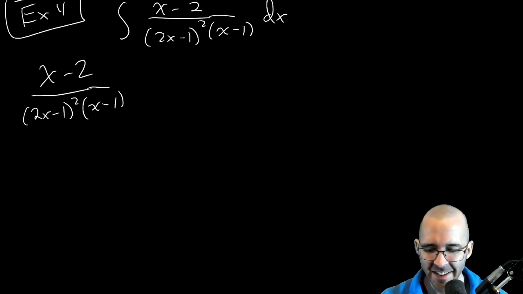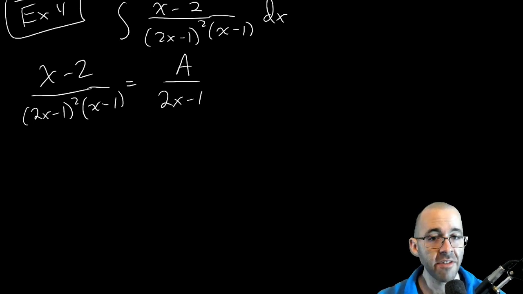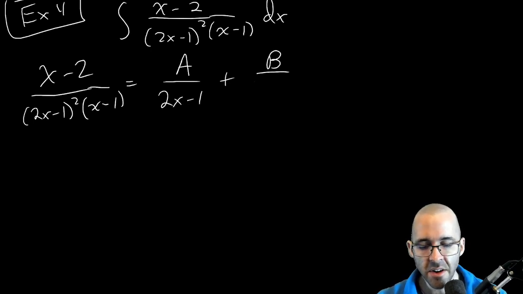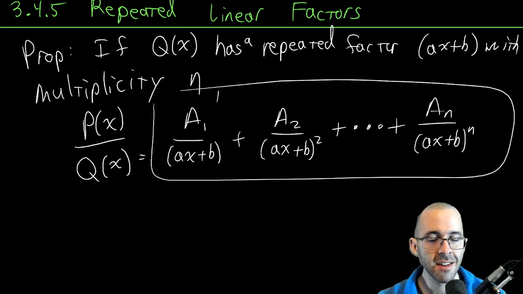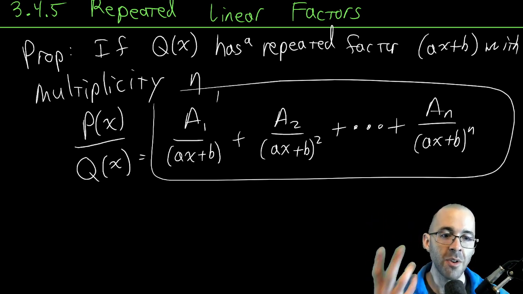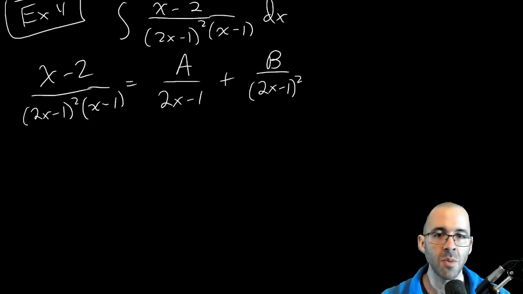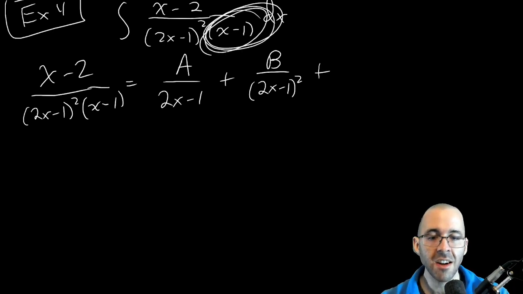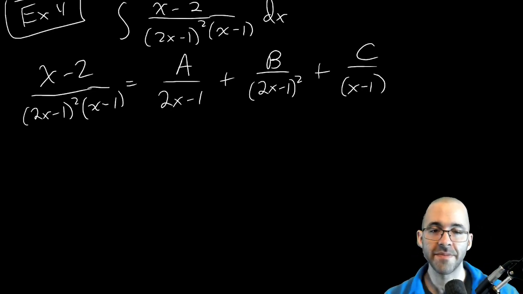So nice. It's going to be some constant a divided by that first linear factor, plus another constant b divided by that first linear factor squared, right? That's what it was for repeated factors. You do it constant over the factor by itself, and then another constant with the factor squared. And if it were cubed, then you'd have a 3rd term as well. But it's only twice, so we only have 2. Also have to take care of this distinct factor as well. So that'll be that 3rd c over x minus 1.